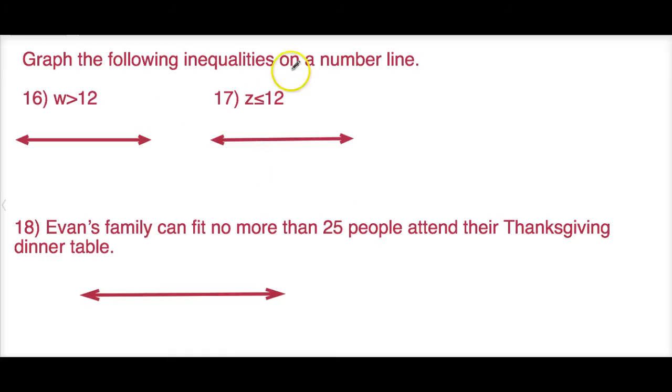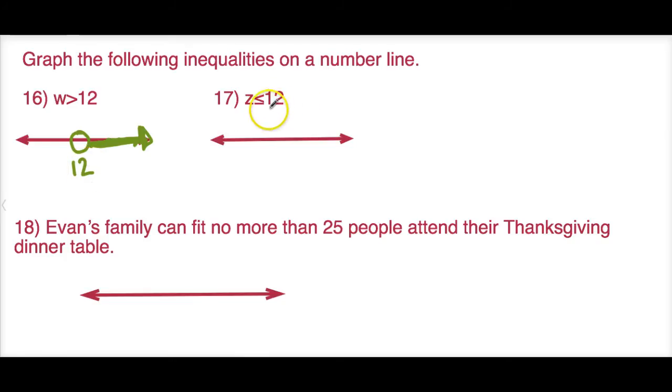Graph the following inequalities on a number line. So this one is just graphing, so we don't have any solving to do. W is greater than 12. So our value cannot be 12, but it can be bigger than 12. So since it's not including 12, my circle's going to be open. And my values are going to be bigger, so they're going to go to the right. Okay, so 12, anything bigger than 12.